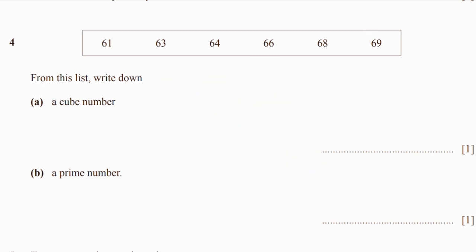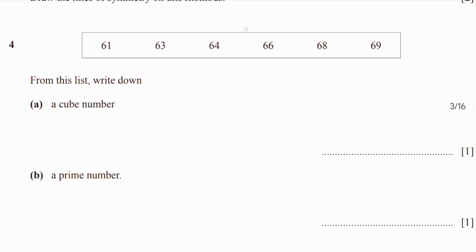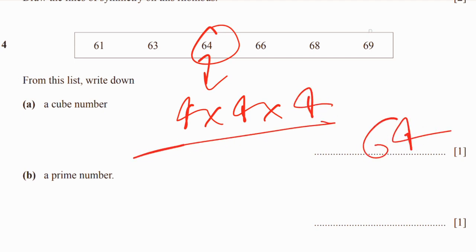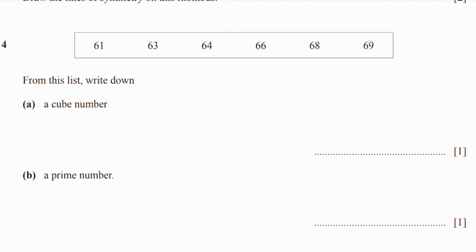Now find out the number which is a cube. So a cube number is what? 64. 64, because you can write 4 multiplied by 4 multiplied by 4. So this is our answer. Next question. So the fourth is done.